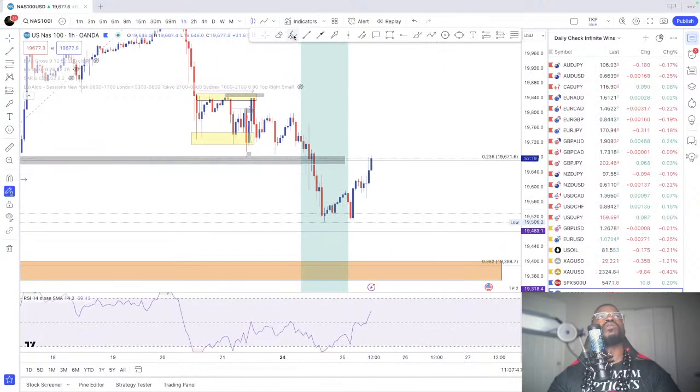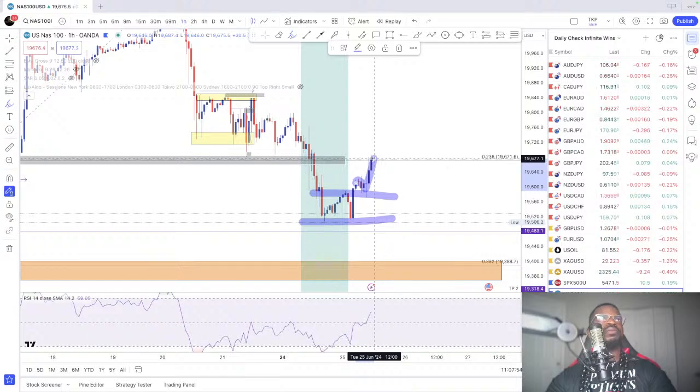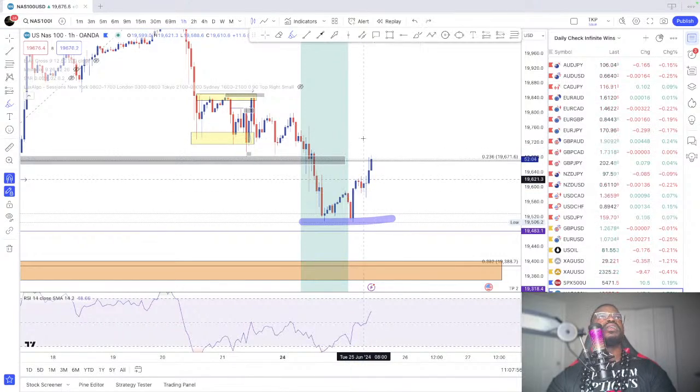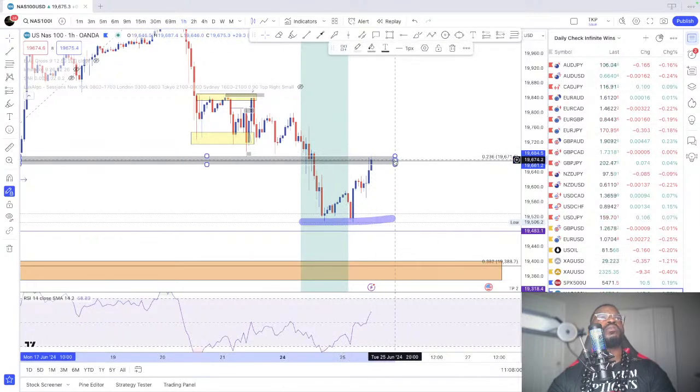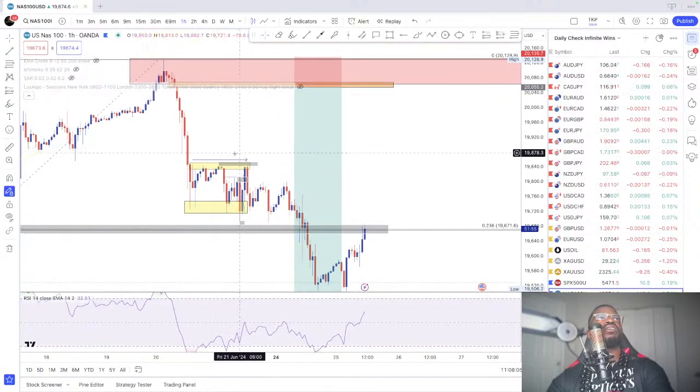All right, cool. So just taking a quick look. First thing I see is it created a micro level of structure right here. And once it broke above it, price retested it. Now it's moving up. So at this point, if price closes above this level, it's a chance we could see a break above these highs.